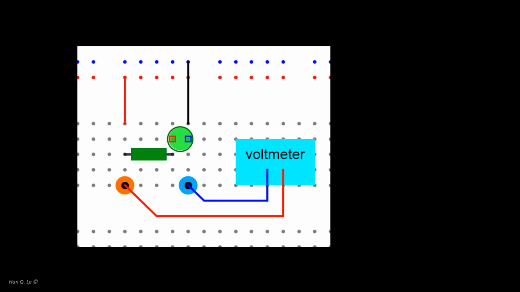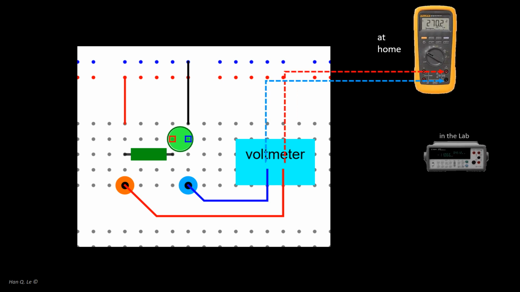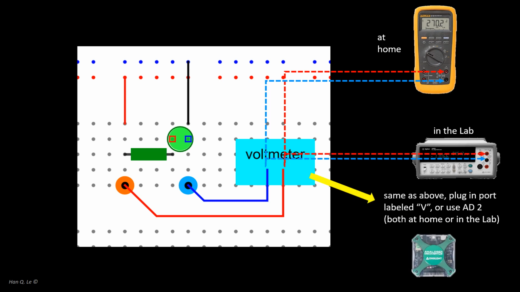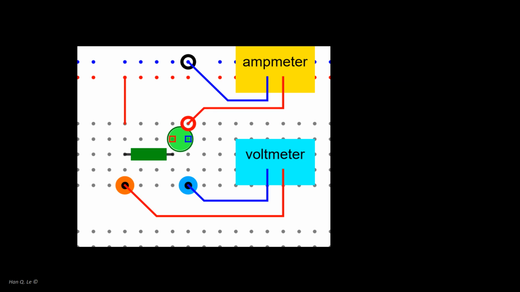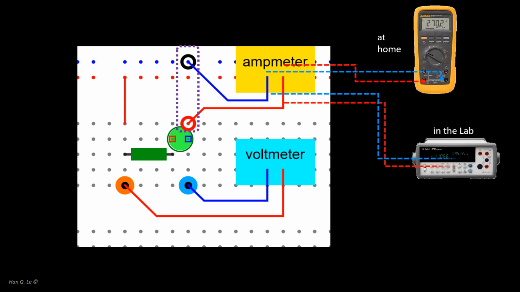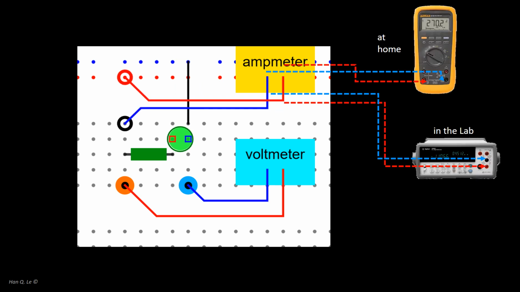Consider this wiring configuration. Measuring the voltage is similar to what was done in B2. There are 3 options: at home, in the lab, and using the AD2 either at home or in the lab. If you wish to use the AD2, follow the instructions in B5 of this presentation. To measure the current, again, one has to break open the circuit. Here, we don't use a jumper wire, but break open directly one power supply wire. Then perform a current measurement like previously. One can alternatively use the other power supply wire.